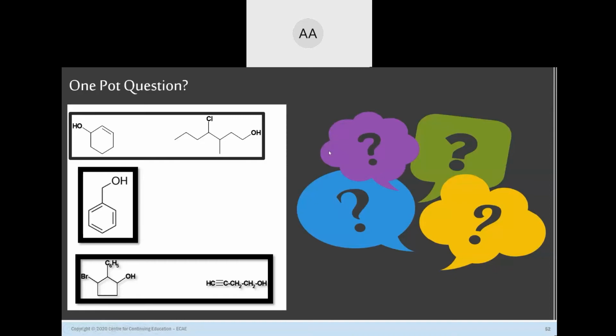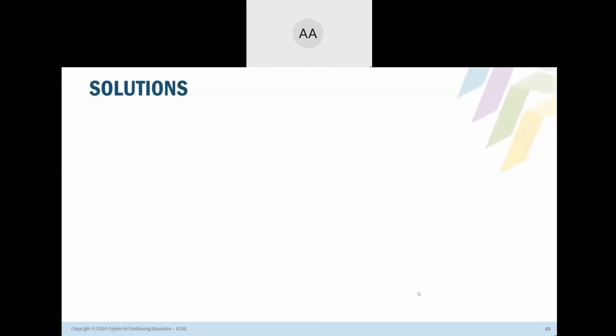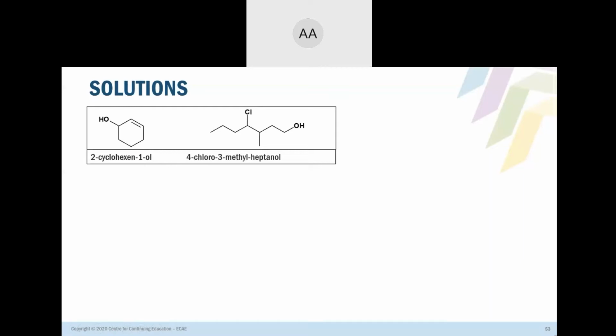Okay, so I'm sure you had a good go at this. Let's have a look and see if we can go through the solutions to the questions. Let's start with this one. 2-cyclohexen-1-ol. So, why have we got 2-cyclo? Because the double bond is on the second carbon. Hexene because we've got how many carbons? 6. And 1-ol because, that's right, the alcohol group is on the first carbon.